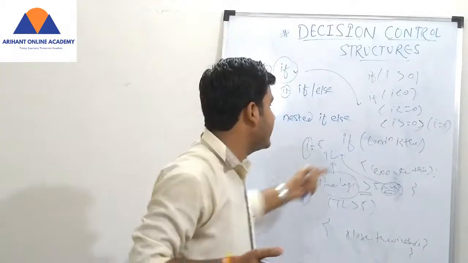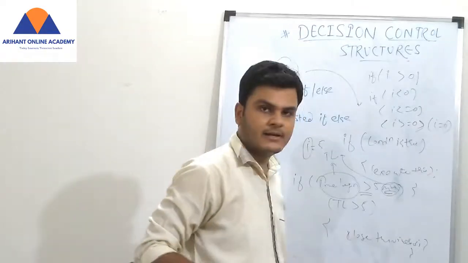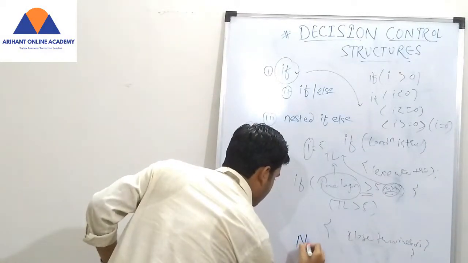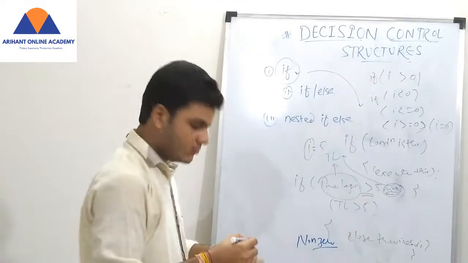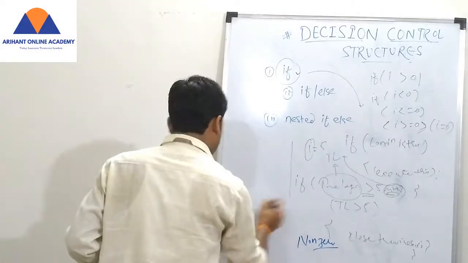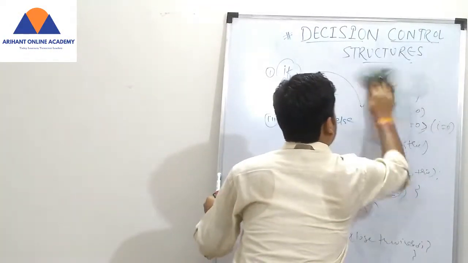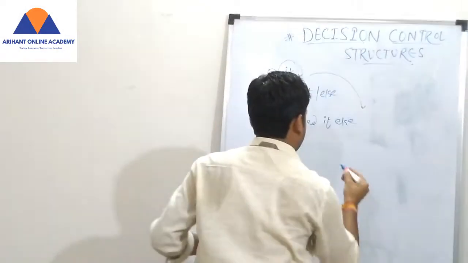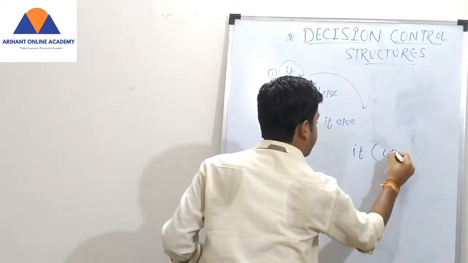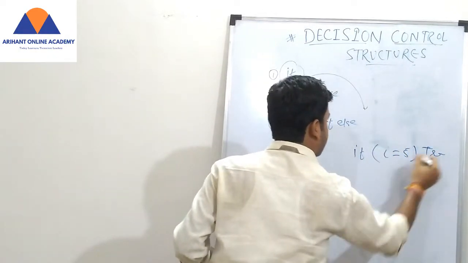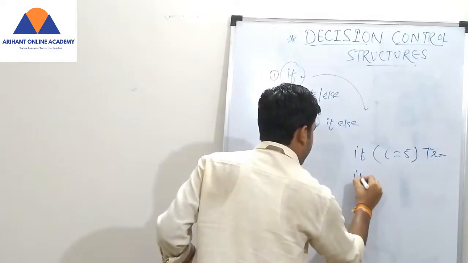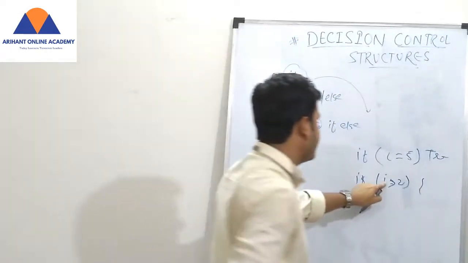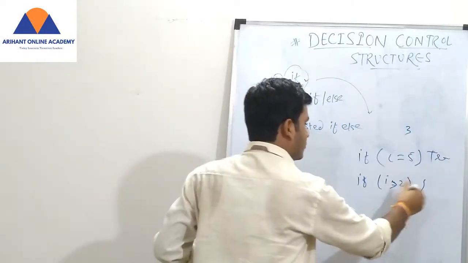Now, what condition in the if conditional statement should be considered true? The answer is non-zero. Only a non-zero value will be considered true. For example, if I equals 5, this is a true condition because it's a non-zero value. If I is greater than 2, and the value of I is suppose 3, then 3 is greater than 2, so it's considered true.